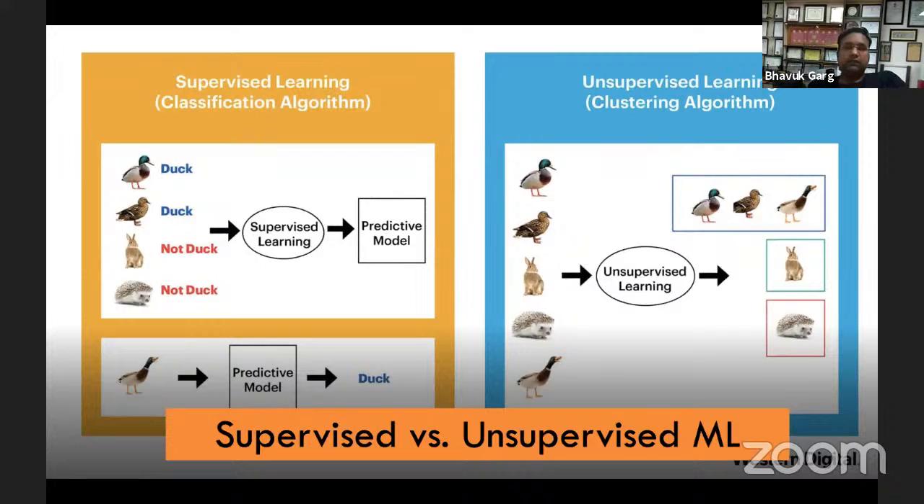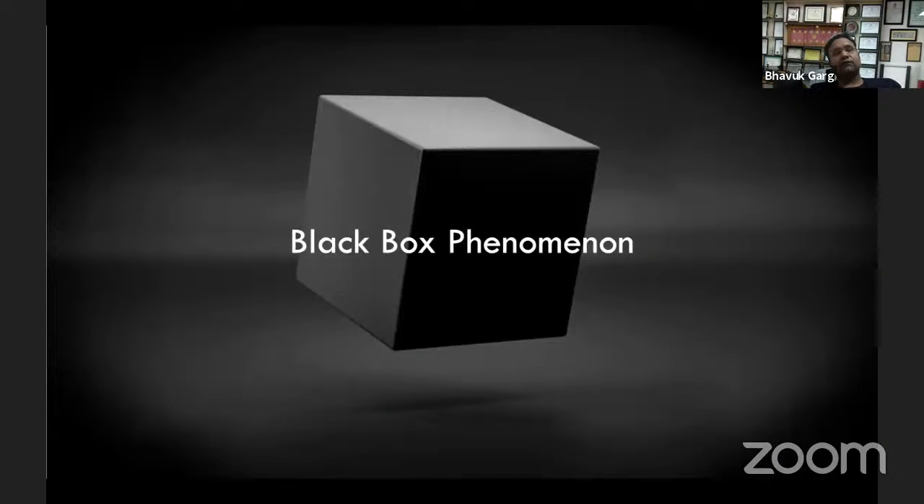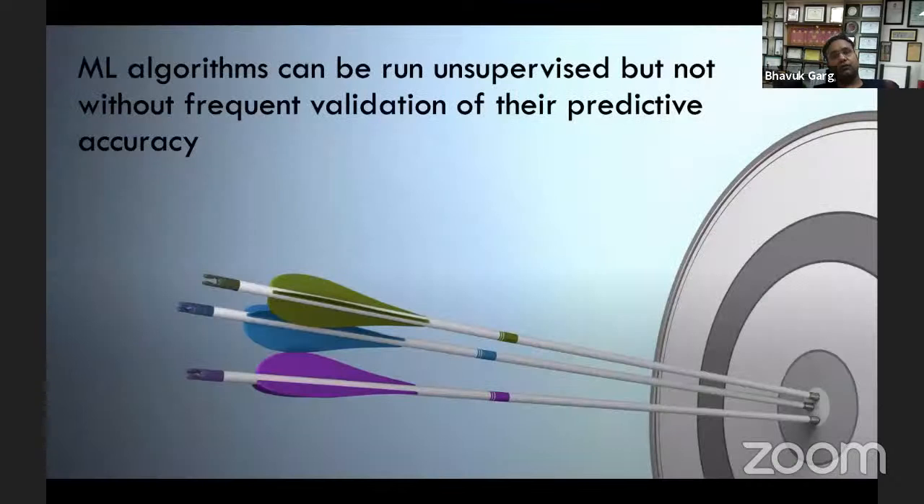The advantage of unsupervised learning is that, for example, if I have 1,000 patients of scoliosis and we have the known classification, and I feed the X-rays of the 1,000 patients to the machine with unsupervised learning, the machine can tell us which X-rays fall in different clusters. This is like a black box phenomenon. You put data into it, and the data segregation comes out of the machine. So these machine algorithms can be run unsupervised, but they require frequent validation also.